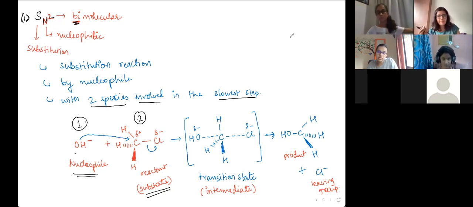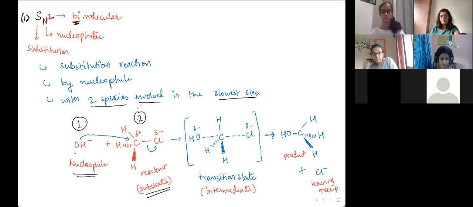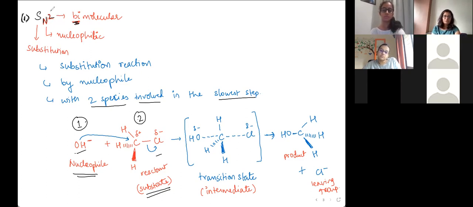I still understand the hydrogen thing. Yeah, we haven't discussed that in detail yet. That's what I will talk about next. For now, what are these two species? Why do we call it bimolecular? Did you understand that? Yes. So there is one step, and the speed of this forming depends on both of these species. How easily this can break, how easily this can form, depends on two species. That is why it is SN2, bimolecular.